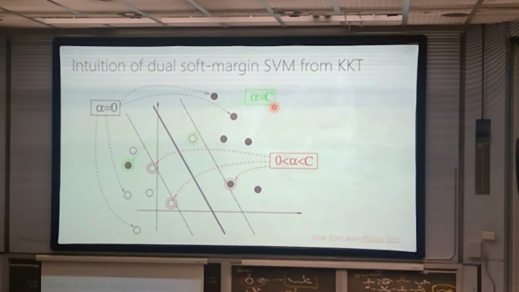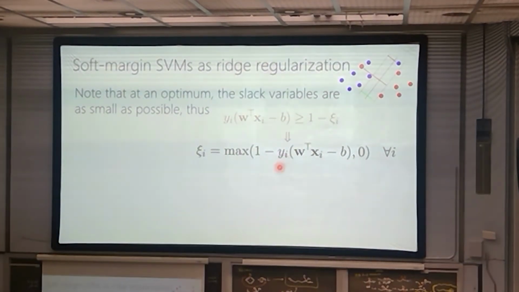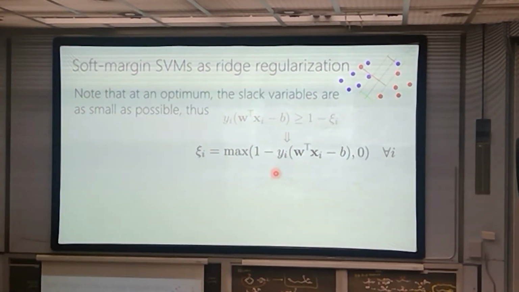The epsilons are just a readout of how much you violated the margin, right? Basically these red lines are the epsilons. And that brings me to the next slide, a good segue. At the optimum, the slack variables are as small as possible, and the reason is that we penalize them in the cost function. If one were bigger, you would just make it smaller and your cost function would be smaller.